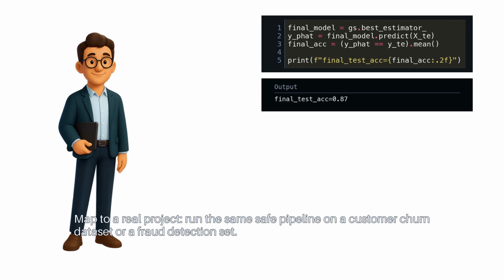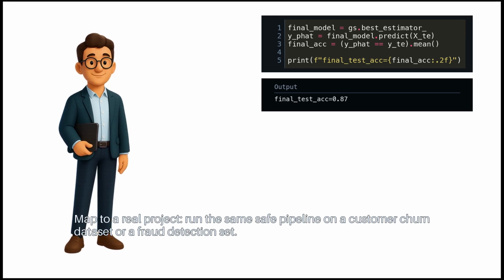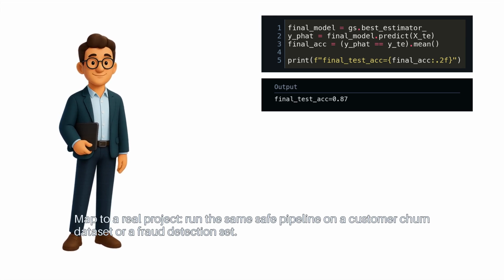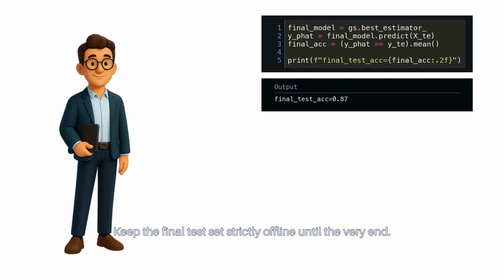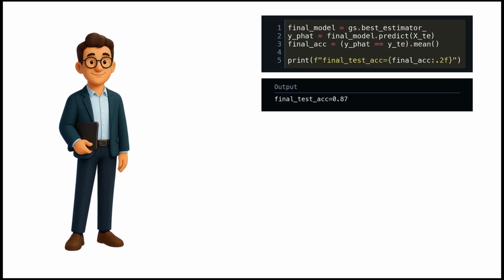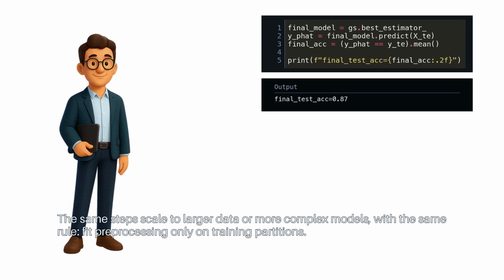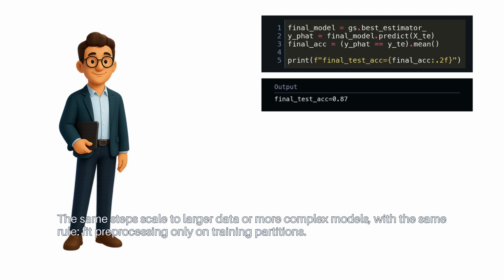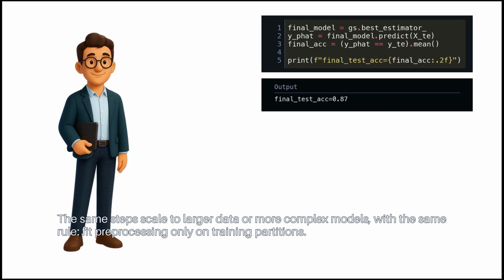Map to a real project. Run the same safe pipeline on a customer churn dataset or a fraud detection set. Keep the final test set strictly offline until the very end. The same steps scale to larger data or more complex models with the same rule. Fit pre-processing only on training partitions.